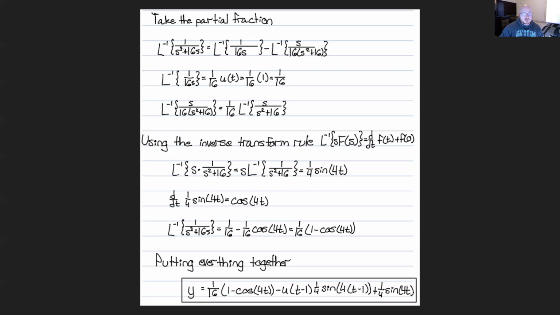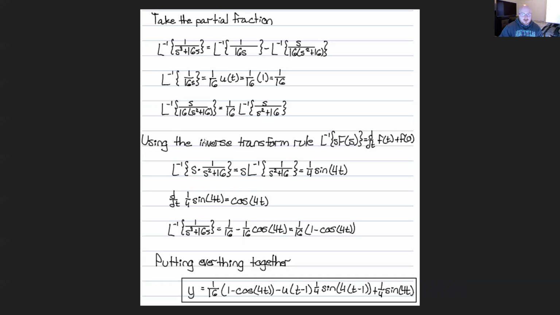Lastly, we have to take the inverse Laplace of 1 over s cubed plus 16s, and you do this via partial fractions, and that comes out to 1 over 16s minus s over 16 times s squared plus 16. So we'll take the inverse Laplace of 1 over 16s first, and that comes out to 1 over 16. Next, we'll take the inverse Laplace of s over 16 times s squared plus 16, and we pull out the 1 over 16. Then we can just take the inverse Laplace of s over s squared plus 16.